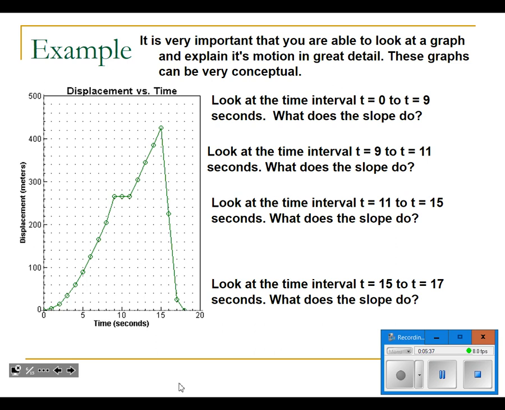So if we look from 0 to 9 seconds, now we have a curve. So what does the slope do? It's changing.